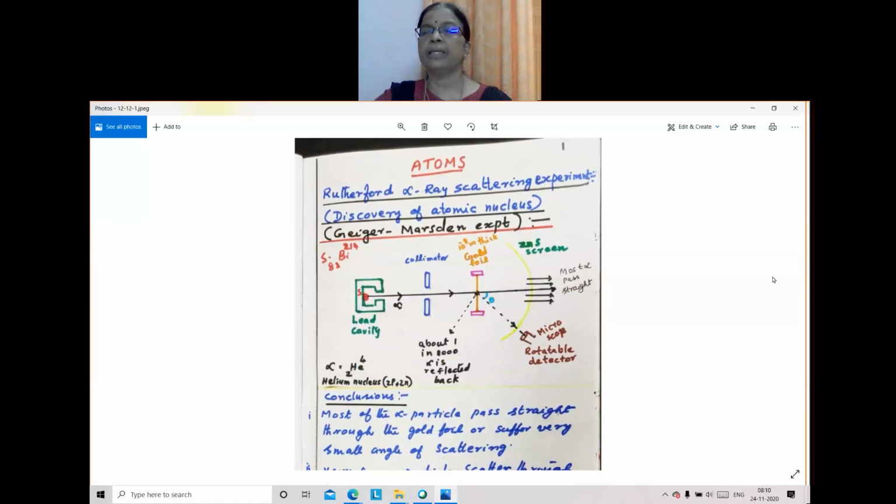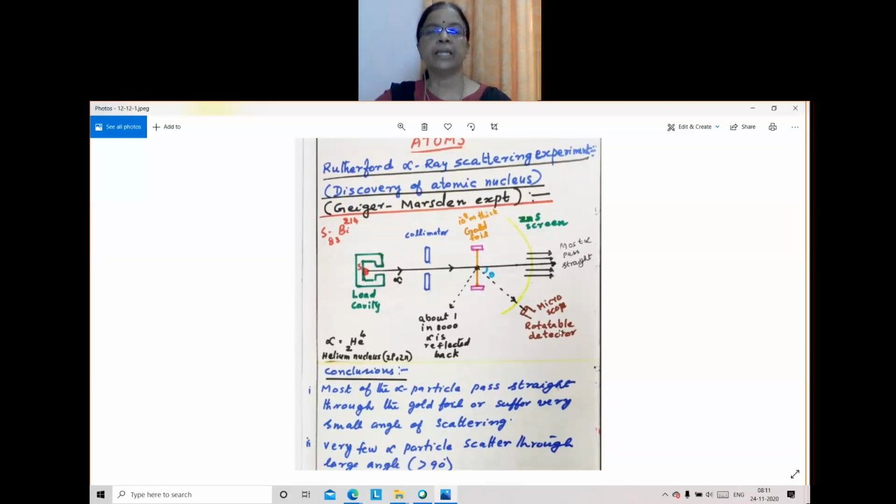And for that, he performed an experiment with his collaborators, Geiger and Marsden. Sometimes in the question paper they ask, what are the conclusions of the Geiger-Marsden experiment? If you do not know this name, it will be difficult. Geiger-Marsden, two persons, performed the experiment along with Rutherford. Rutherford alpha ray scattering experiment, the gold foil experiment.